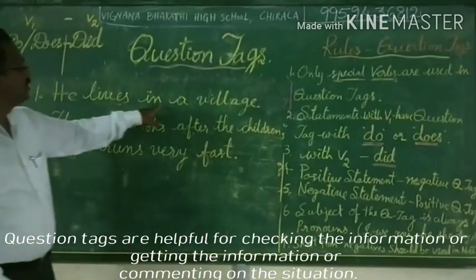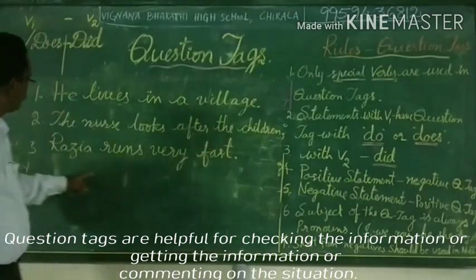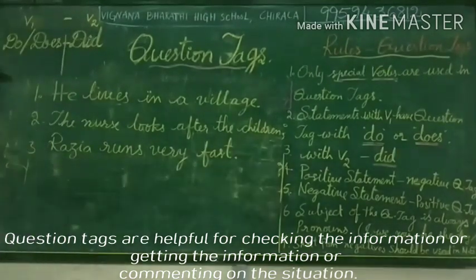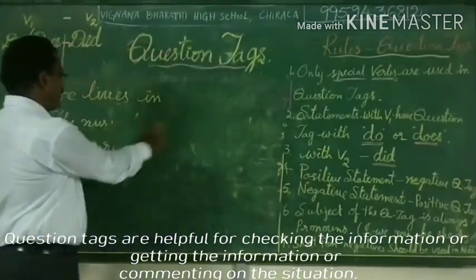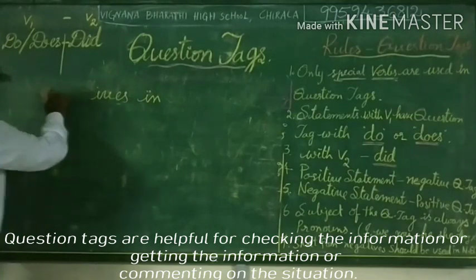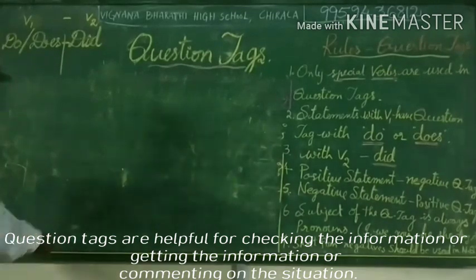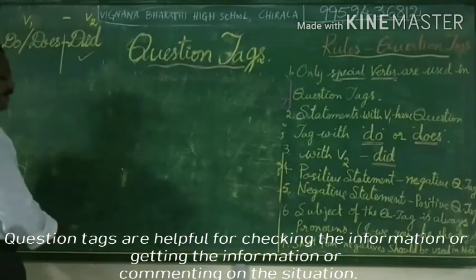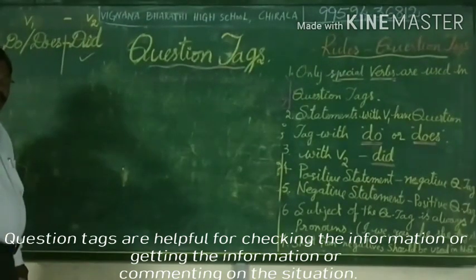That is, he lives in a village. The nurse looks after the children. Rajya runs very fast. You note down these three sentences in your notebook and practice well to make question tags in different ways, that is, for the positive statement and the negative statement differently, as I said in the class. Now we go with the past tense, did form. I give 2-3 examples to practice, and then another 3 examples for your own practice.